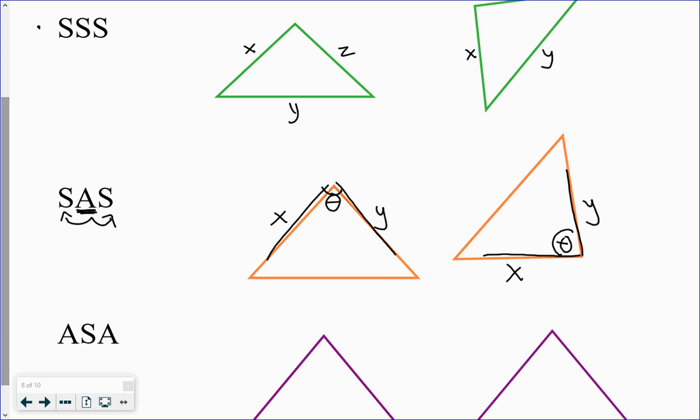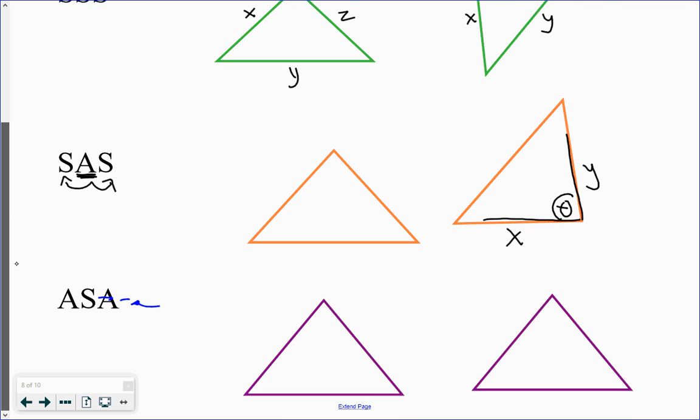Now, just to compare this, if I gave you this, side, side, and that angle, that is not side, angle, side, because the angle is not between the two sides. So the angle has to be between the two sides in order for it to be side, angle, side.